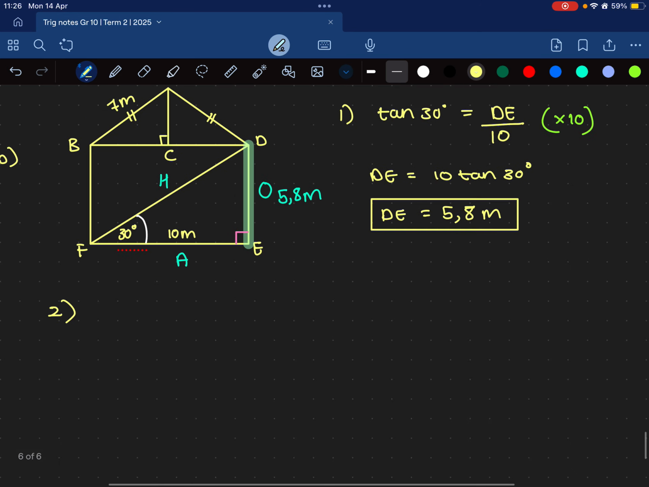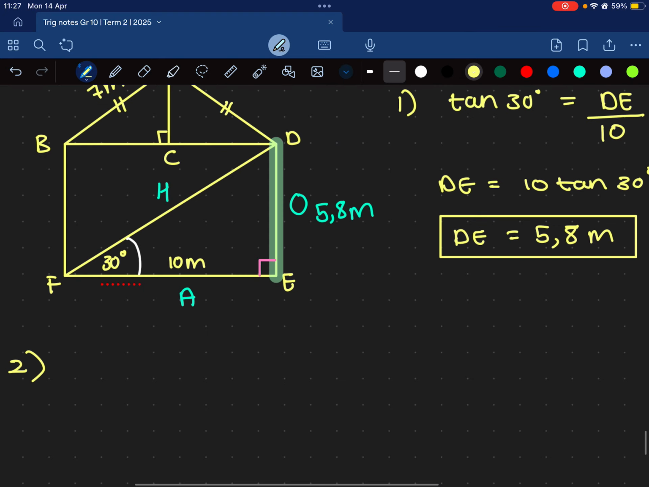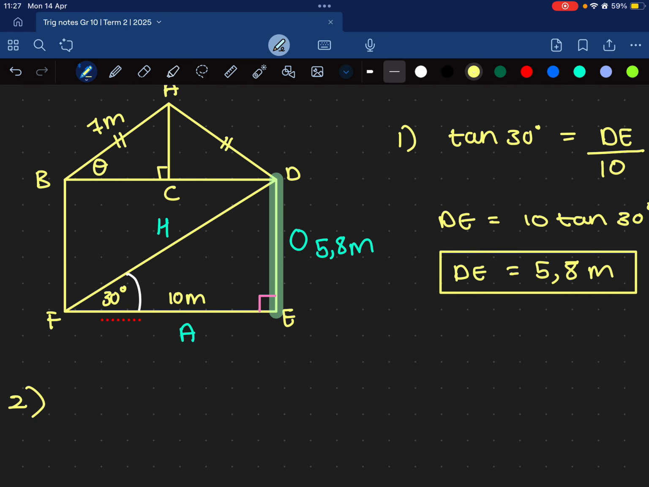Okay, number 2, it says calculate the size of theta, the angle of elevation of the top of roof A from the ceiling BCD. Okay, so let's have a look. It says theta, they actually did give it in the diagram, is there. The angle of elevation between BCD. Okay, they want to know theta.